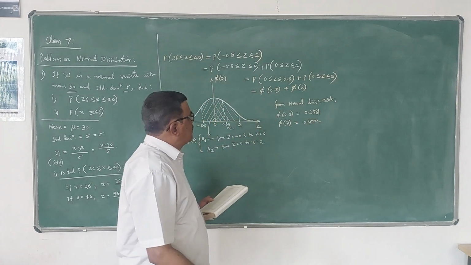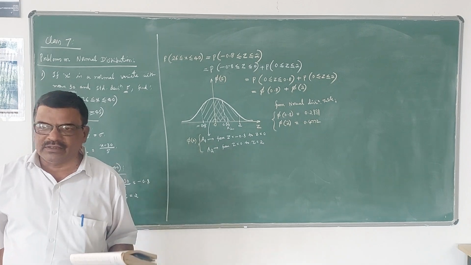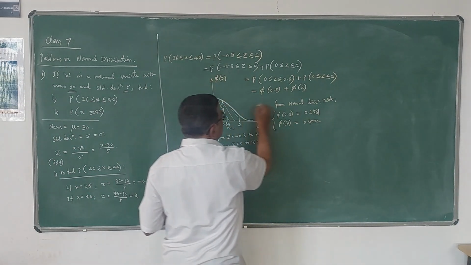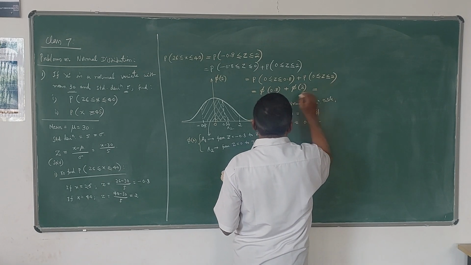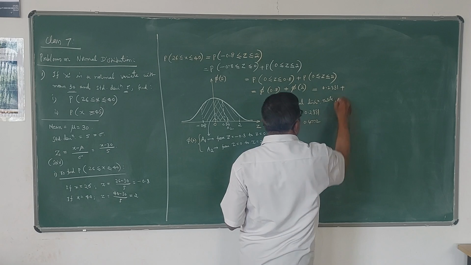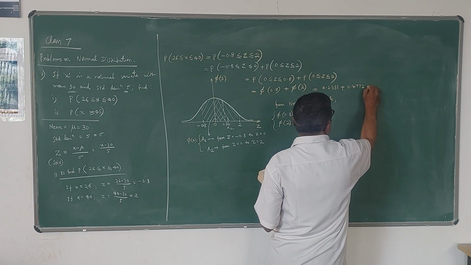These two values you can get from the normal distribution table, which will be supplied in the examination. So once you get these two values, what is the probability answer? Phi of 8 is 0.2881 plus 0.4772. So what is the answer?